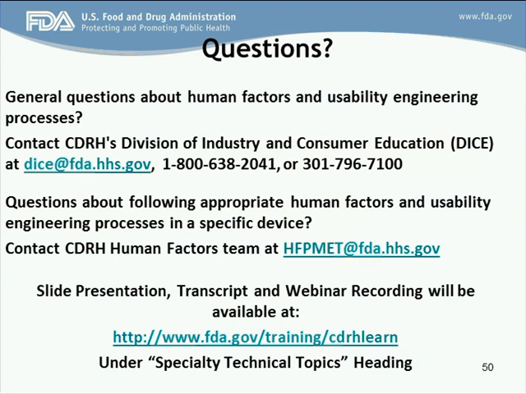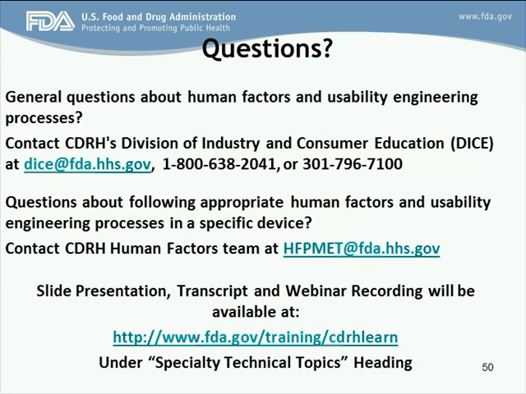If it is something that would be received as meeting one of those proposed criteria in the draft guidance document as having a trigger point for requesting human factors data, then we would want to understand how human factors data was addressed, or why you came to the conclusion that you didn't need to submit it in that specific application. Okay, fair enough.